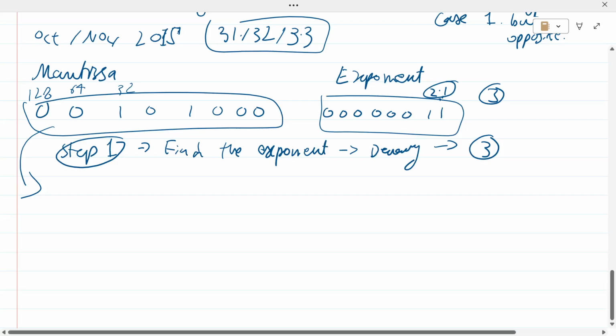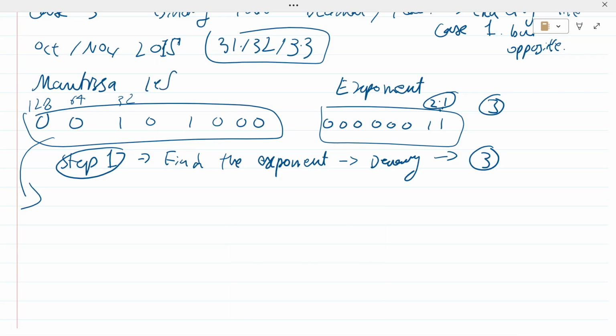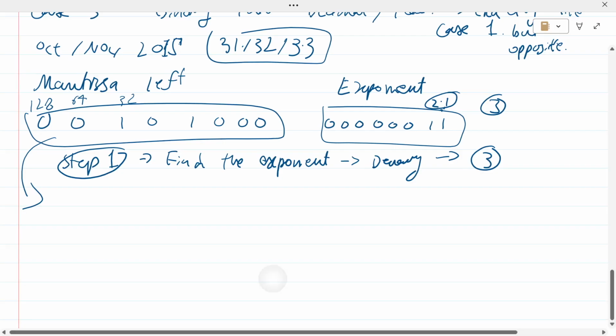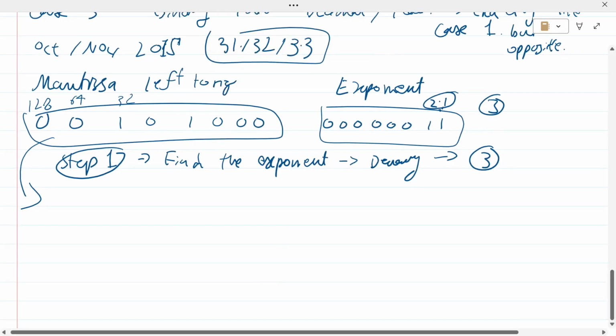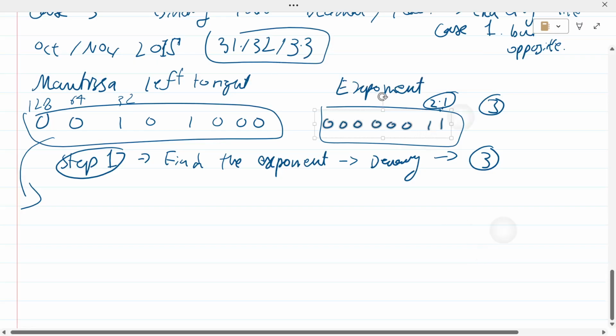I'm going to still write it again here, because I know this is irritating for me to repeat the same thing over and over again. But if I don't, then you might forget, and that's not going to be good for you. Mantissa left to right, and then exponent right to left.